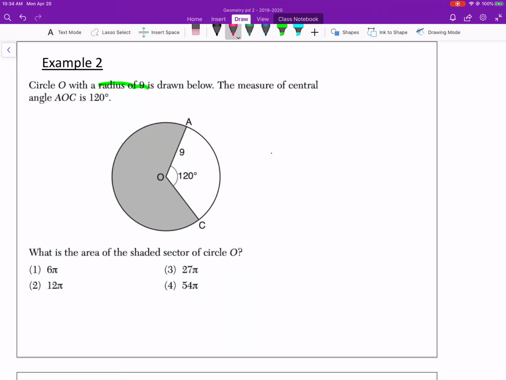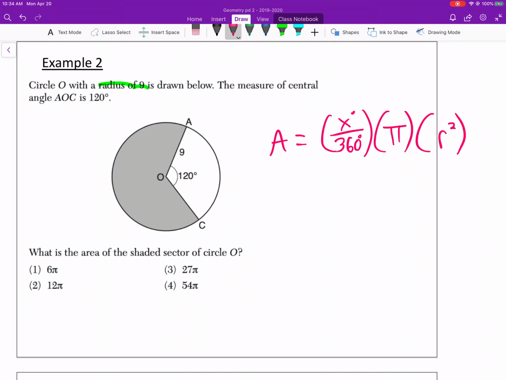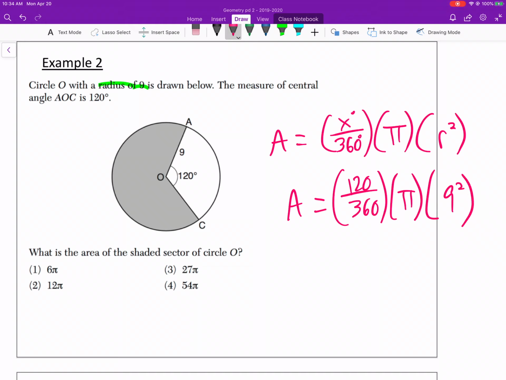So your formula, let's remember that. X over 360 times pi times the radius squared. Here's what students are going to do. Ready? Our area is equal to 120 over 360 times pi times the radius squared. I want you to think about what's wrong about that. If you could pause the video and just think about, hey, what did I do wrong?